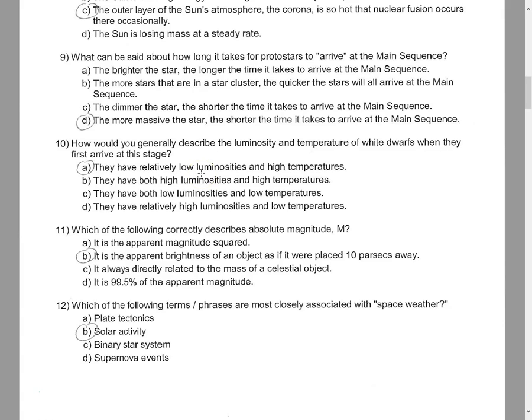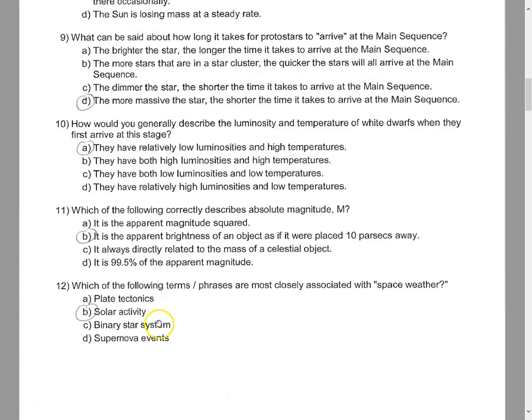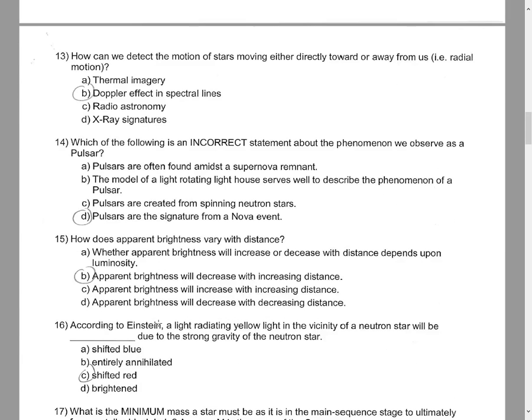Question 11, which of the following correctly describe that other brightness scale we call the absolute magnitude, capital M? And the best answer there is B, it's the apparent brightness as an object would appear as if it were placed 10 parsecs away. Question 12, which of the following terms or phrases is most closely associated with space weather? So actually of them, B, solar activity is most closely associated with space weather. 13, how do we detect the motion of stars moving either directly toward or away from us? We use the Doppler effect or Doppler shift in the spectral line. So B is the best answer for 13.